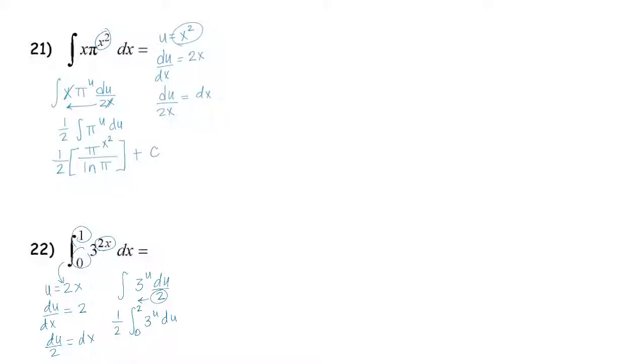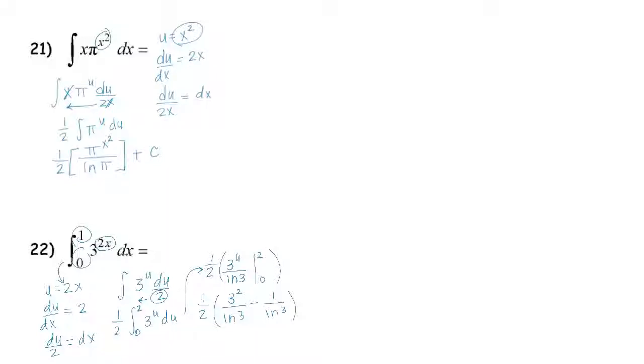And so let's go ahead and evaluate this. If I integrate, I have 1/2 times 3 raised to the u power over the natural log of 3, and I am evaluating this from 0 to 2. So we have 1/2 times 3 squared over the natural log of 3 minus 3 to the 0, which is 1, over natural log of 3.